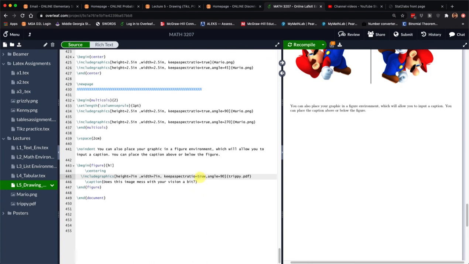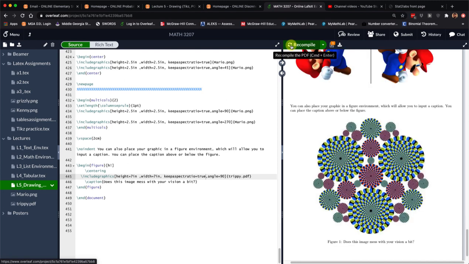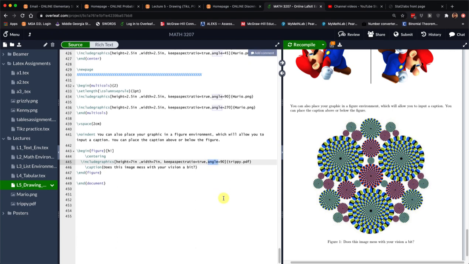That's my point here. If I put true in here again, it should move it back where we had it on the page. And it did. For some reason I have it angled at 90 degrees. I'm not sure why I did that ahead of time.